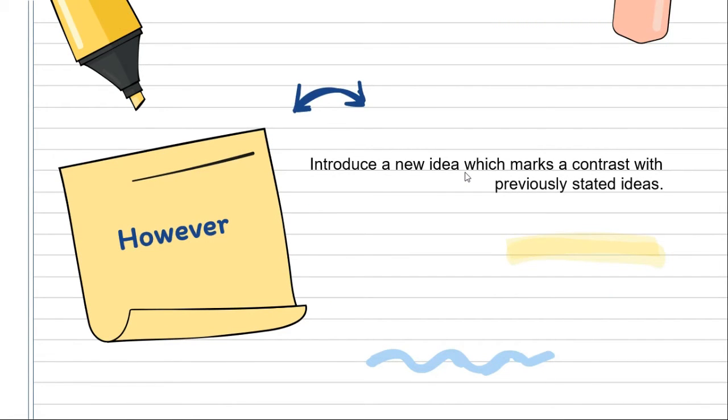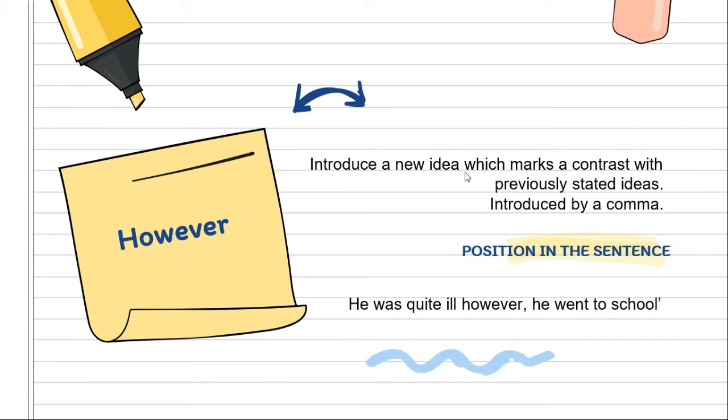However, we use however to introduce a new idea which marks a contrast with the previously stated ideas. Jadi menjelaskan tentang ide yang berbeda dengan ide yang sebelumnya ada, seperti itu. Oke, kita lihat contohnya ya. He was quite ill, however, he went to school. Nah, di sini pakai koma ya, biasanya kalau however ya. Oke, got this.